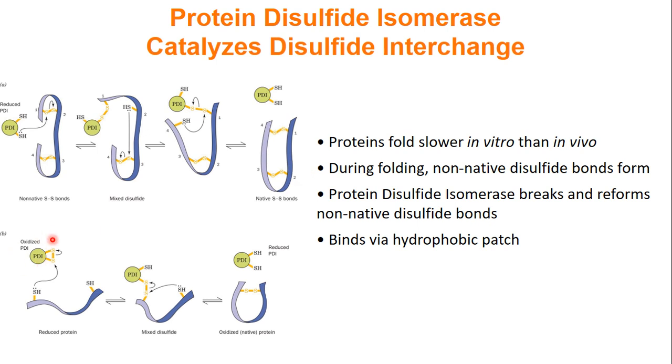And if PDI is oxidized, it can be used to create new disulfide bonds. So here we have a reduced protein, and PDI will form a disulfide bond with the peptide, leading to attack, and now you have a native protein. But the PDI here has to be reformed.